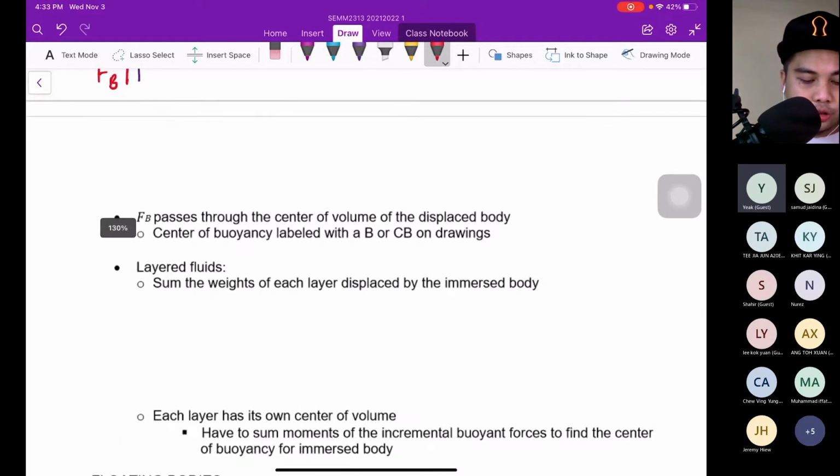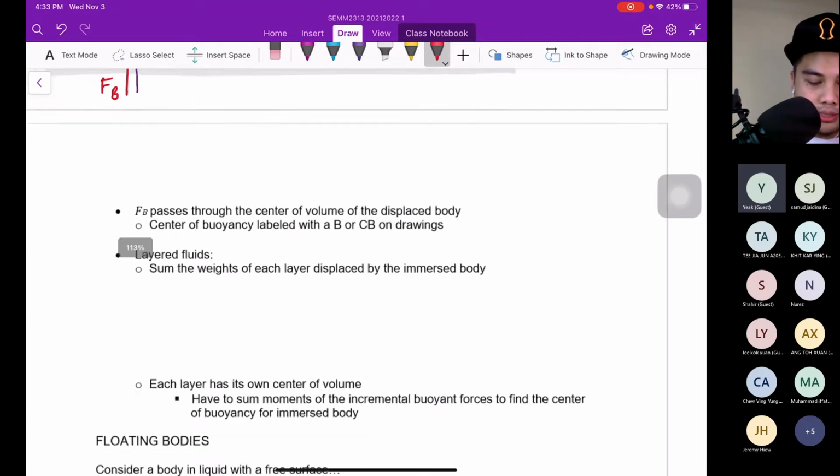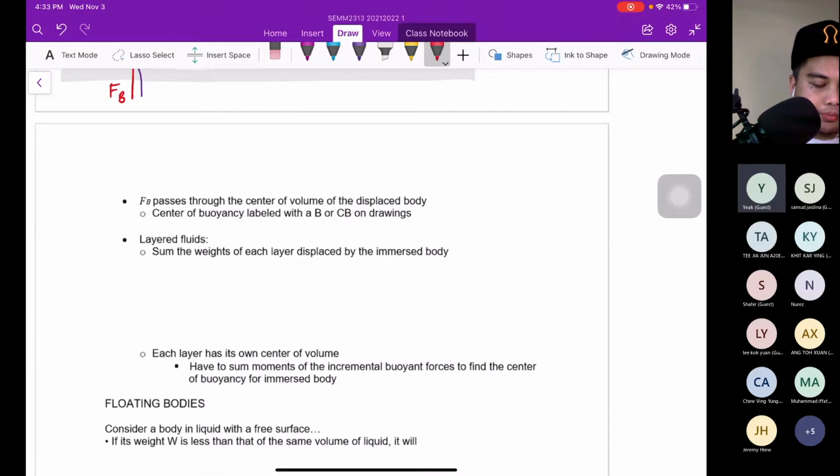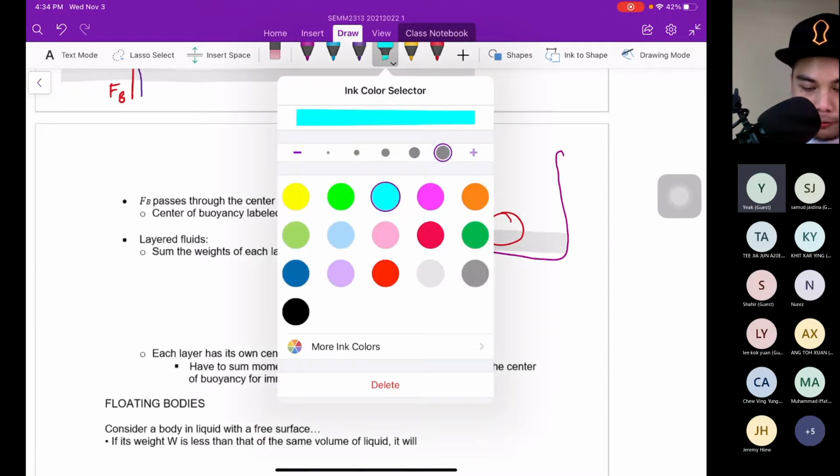If FB passes through the center of volume of the displaced body, this is the center of buoyancy, labeled B or CB on the drawing. Layers of fluid: the sum of the weight of each layer displaced by the immersed body. For example, we have the ball. This is the pool. We have a ball here, and this ball is submerged into different fluid layers, maybe this fluid and another layer of a different fluid.